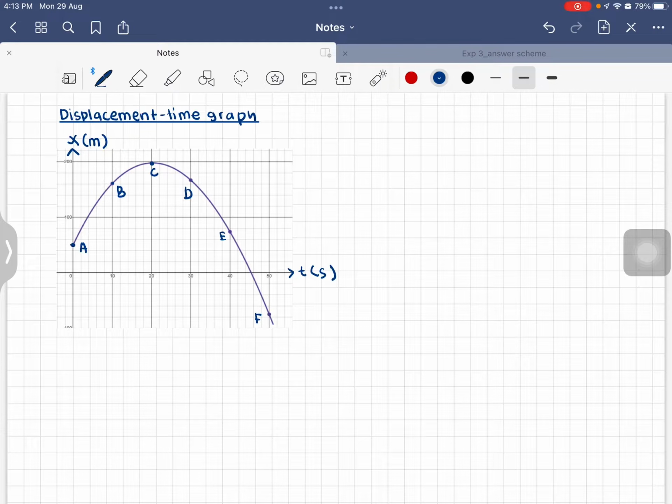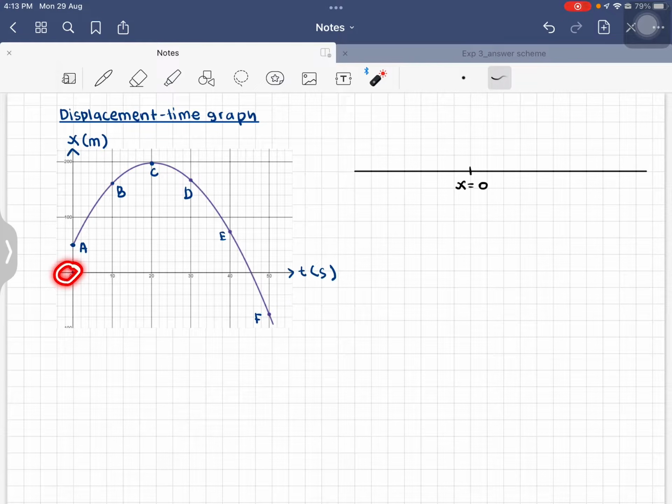What this graph describes is, for example, let's say we have a straight line. You are moving in a straight line. We will have a reference point. Let's say your x is equal to 0 here. Point A is, if you can see, you are starting at point A because your time is 0. That means your position is here, which when we read it is 50 meter positive.